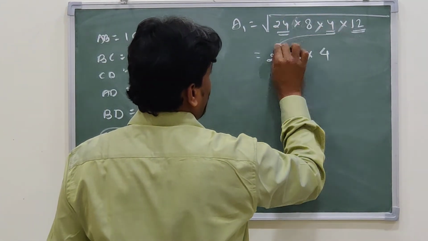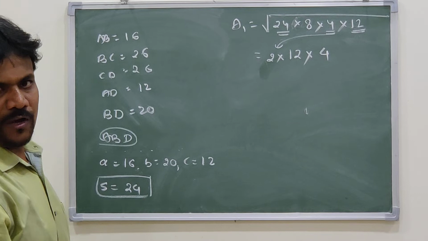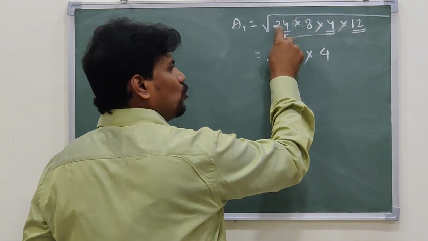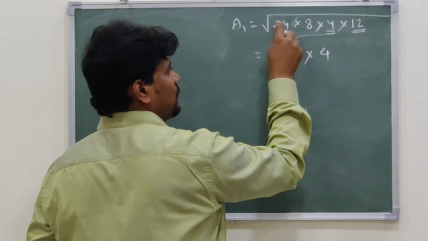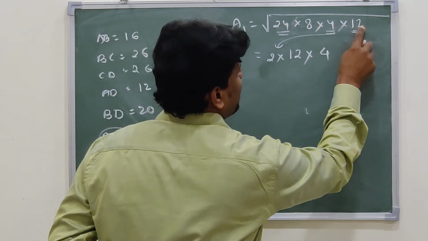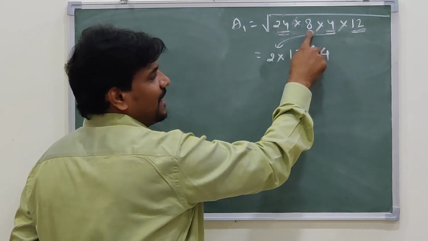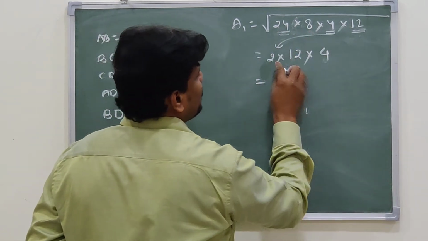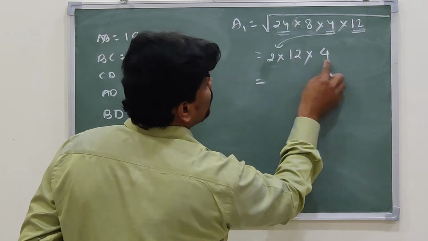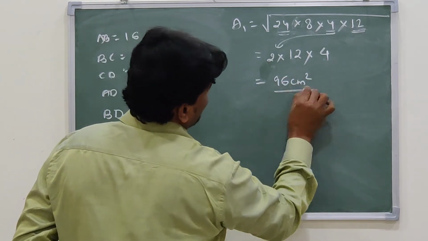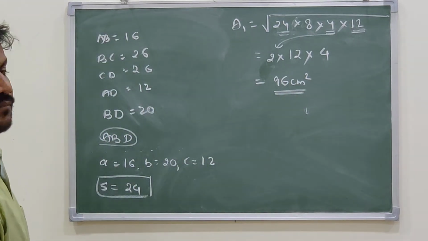Again see, 4 comes out as 2. It's a perfect square, 2 2s are 4. We have 12 and 24. So we know 24 is 2 into 12. So once we write 24 is 2 into 12, 12 makes a pair that comes out. 2 remains here. And 2 and 8 are 16, that is 4. So what do we have? 4 2s are 8, or 12 4s are 48, 48 2s are 96 centimeters square is your A1.